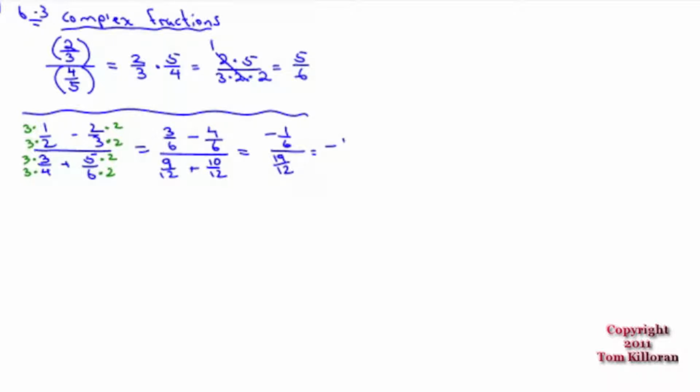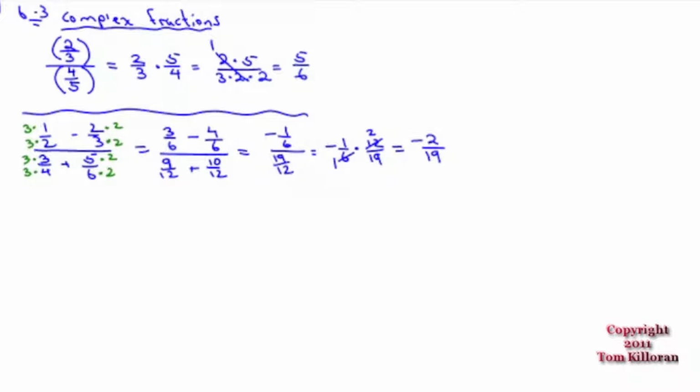So this is negative 1/6 times 12/19. Now let's do a little shorthand here. 6 goes into 6 once, 6 goes into 12 twice. So the final answer is negative 2/19. Yay! All of that just to get to the answer.